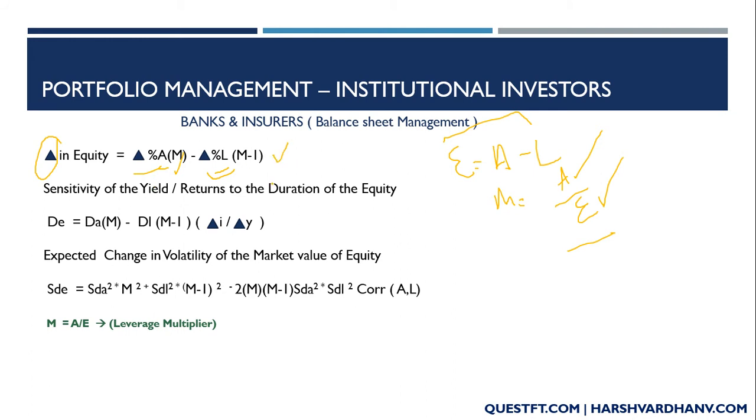You just slightly modify this formula, and you will get the sensitivity of yield or returns to the duration of the equity. So in terms of yield changes, the future expected yield changes, you want to know how much equity you will have to put in or how much borrowing you will have to do. You can simply modify the changes, and the duration of the equity will be duration of the assets, duration of the liabilities. Just the extra term over here is multiplied by the change in the yield of liabilities related to the change in the yield of assets. Okay, so I over here is for liabilities and A is for assets.